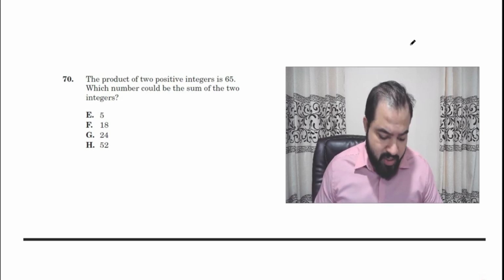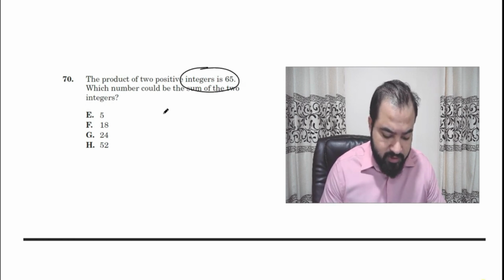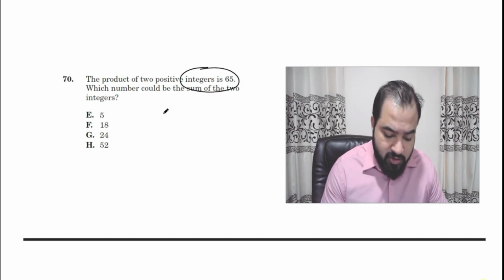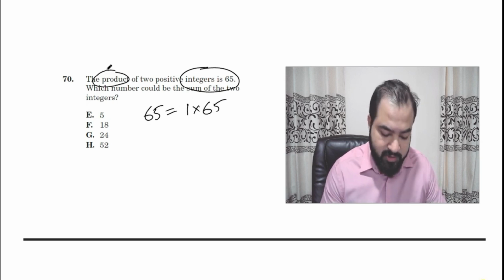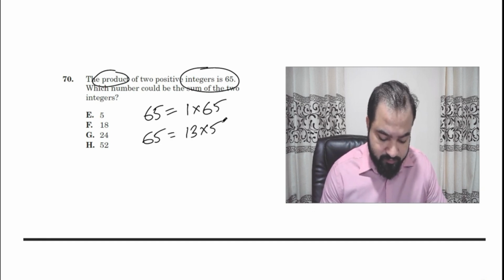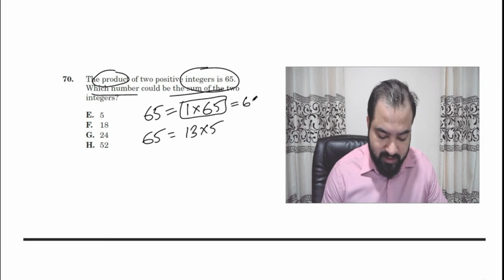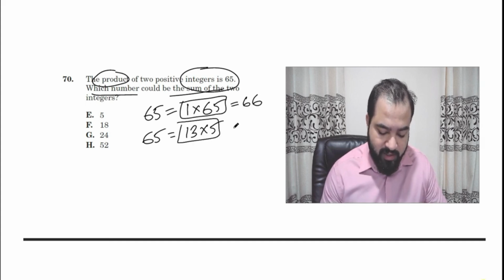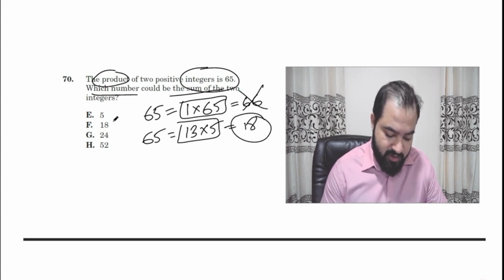Question number 70. The product of two positive integers is 65. Which number could be the sum of the two integers? There are two ways we can write 65. We can write 65 equal to 1 times 65. The product means the multiplication. Or we could write 65 as 13 times 5. Now they said which number could be the sum of the two integers. The sum of 1 and 65 is 66, and the sum of 13 and 5 is 18. We don't have 66 as an option, so we can just go for 18. So that's the answer.